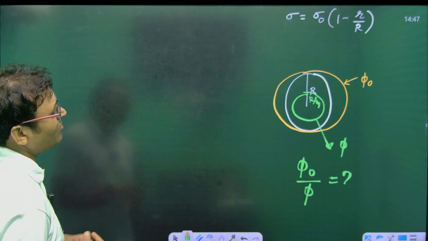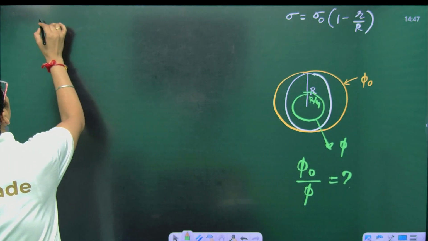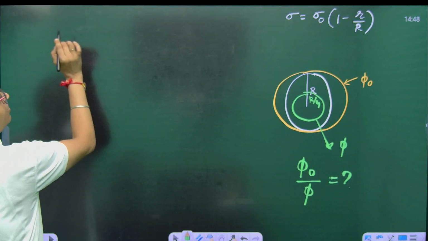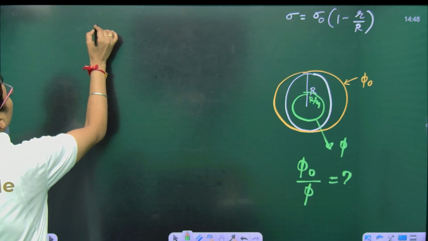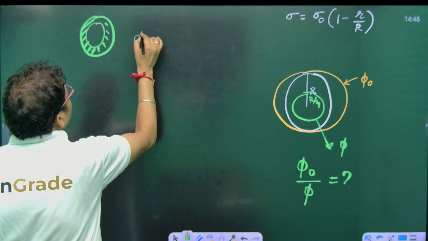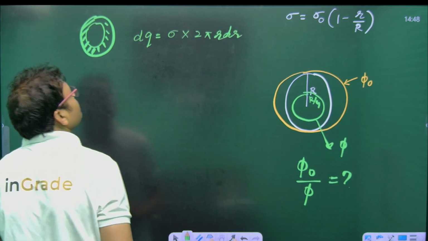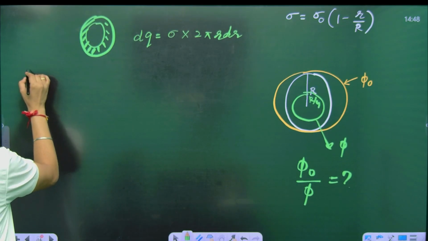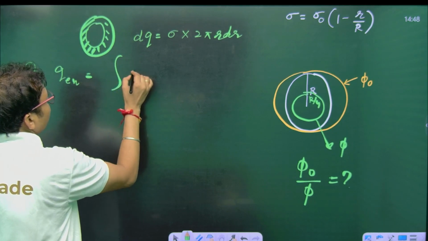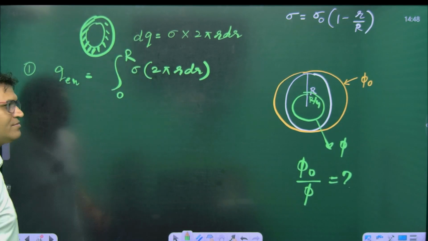So first of all, let us talk about phi naught. The entire charge on the disk will be enclosed. So what is the total charge? For any small elemental ring of width dr, the charge enclosed dq will be equal to sigma into 2 pi r dr, isn't it? So for the first part, charge enclosed will be equal to the integration of sigma into 2 pi r into dr. The limit will be from 0 to R.